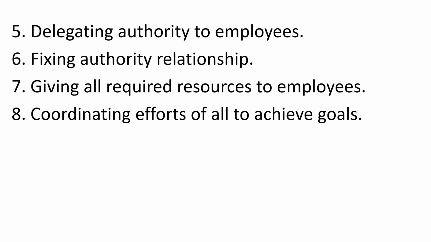Thereafter, the next point is fixing authority relationship. Two or more people work together for a common objective. It is essential to clearly define the relationship between them. They should know who is the boss, whose instruction he has to follow, and to whom he will be liable.